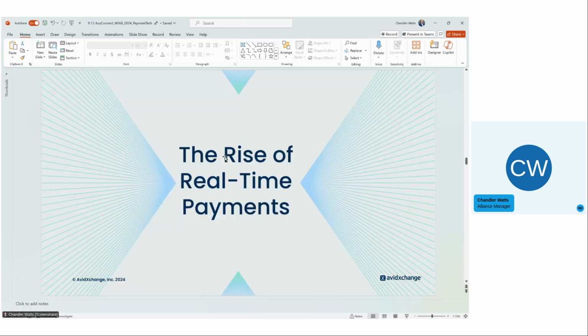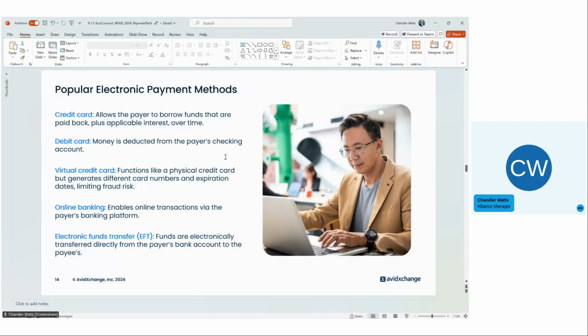All right, moving on, we're going to talk about the rise of real-time payments. Here are some popular electronic payment methods that are around today. So obviously, I think everybody's favorite is going to be credit card, right? So that allows the actual payer to borrow the funds that are then paid back. Interest is applicable over time. Now, debit card, that money is going to be directly deducted from the payer's checking account. A virtual credit card is going to function just like a physical credit card, but we generate different card numbers and expiration dates that's going to limit fraud risk.